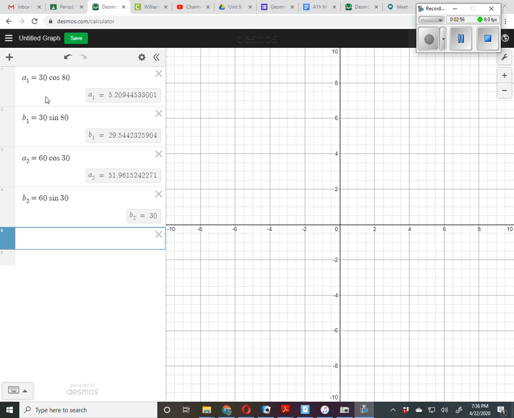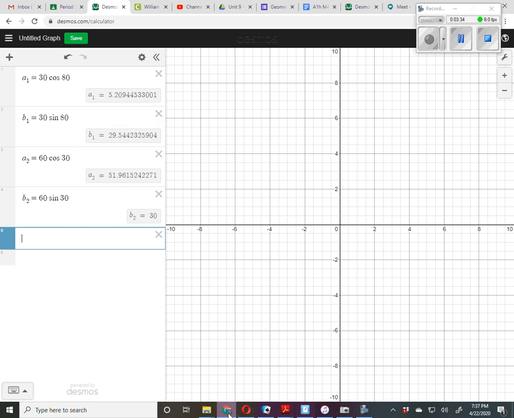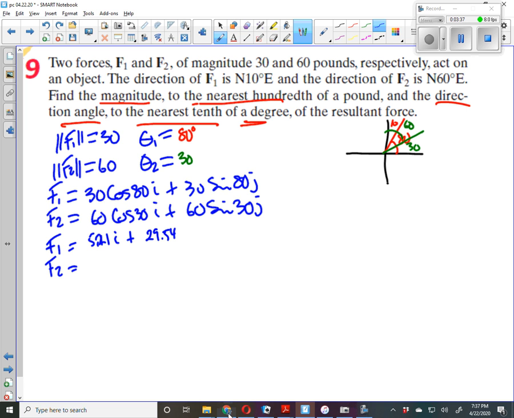Okay, so I designated each one with an A and a B since we've got A I plus B J. I called them A1, B1, etc. We're going to take those answers and we are going to transfer them back here as 25.98 I plus 15 J, and the second force, 51.96 I plus 30 J.